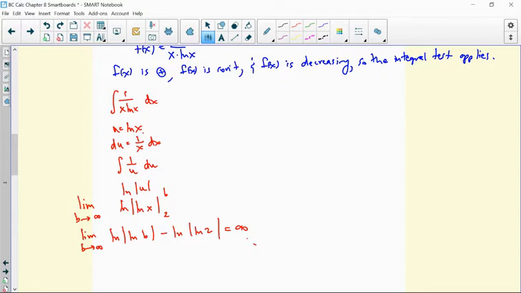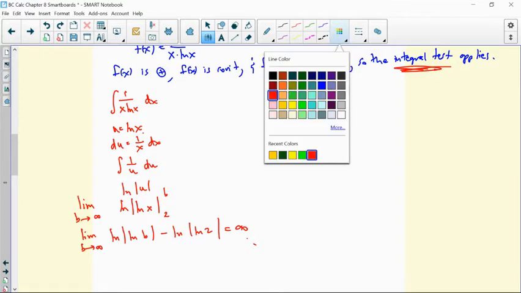So the fact that the integral diverges tells me that the series will also diverge by the integral test. Because remember, we said we met the conditions for the integral test. So if the integral that represents the series diverges, then the series also will diverge.